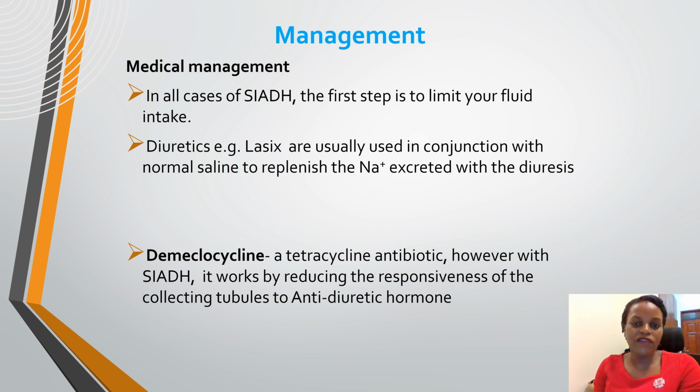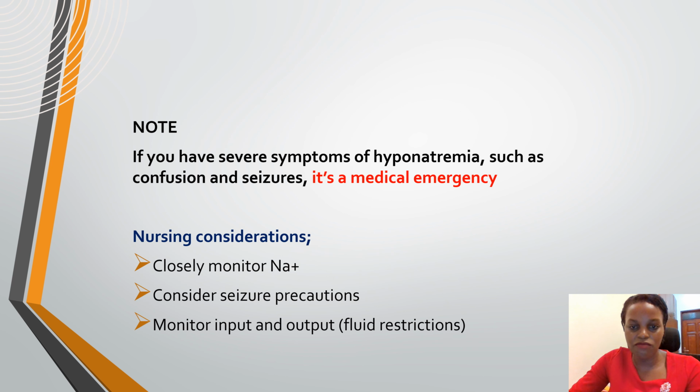Also, we give a drug called demeclocycline. This is a tetracycline antibiotic, however it has other effects that help us in this syndrome. It works by reducing the responsiveness of the collecting tubules to the antidiuretic hormone. So instead of the antidiuretic hormone having as much effect as it should, because of the reduced sensitivity to its action, there will be less water being retained. This is something that you should note.